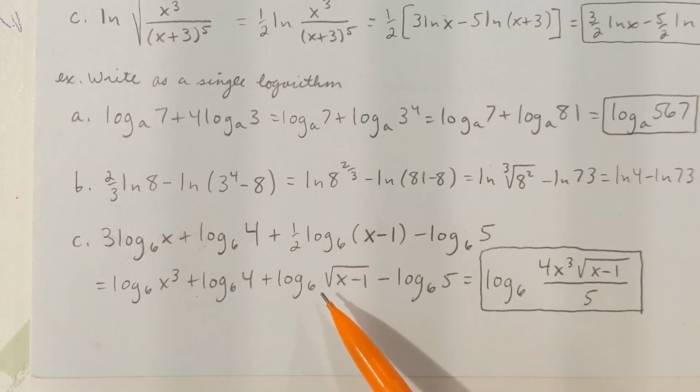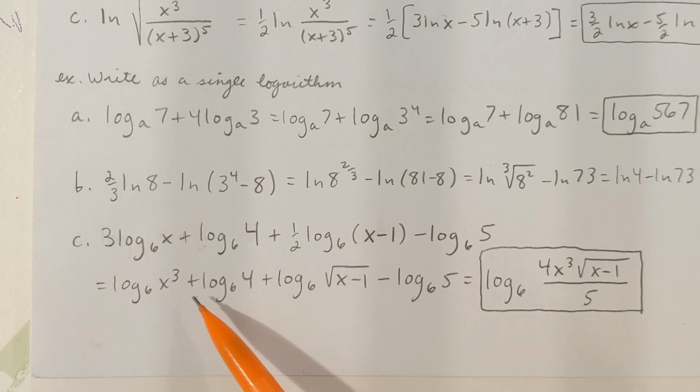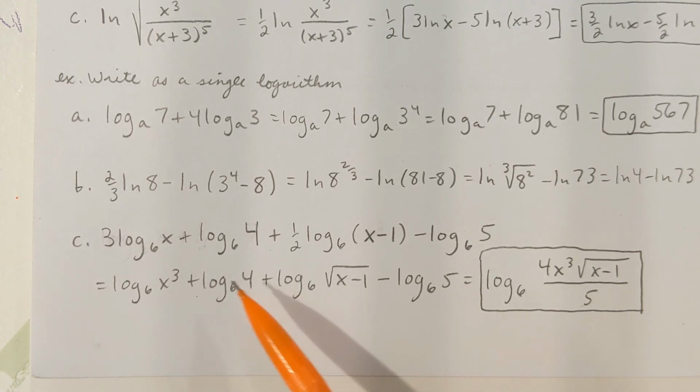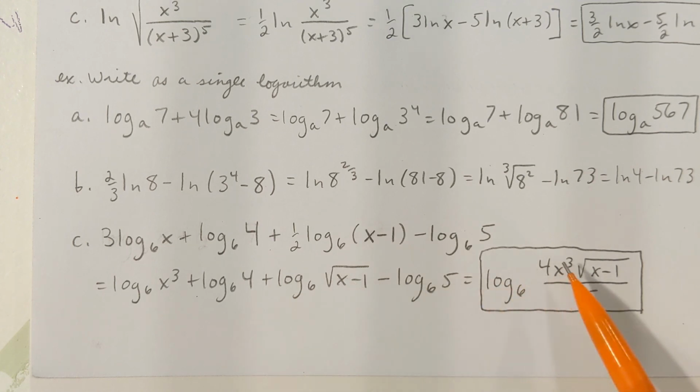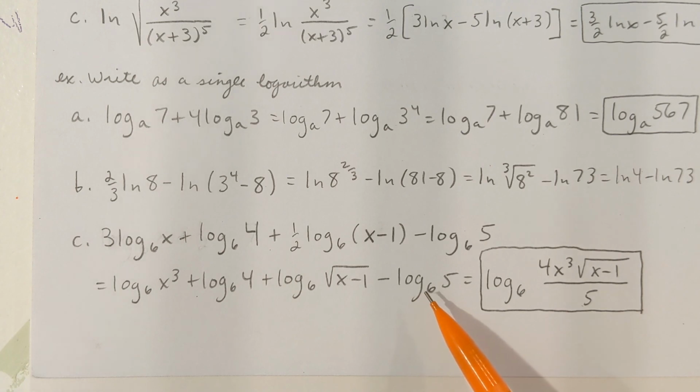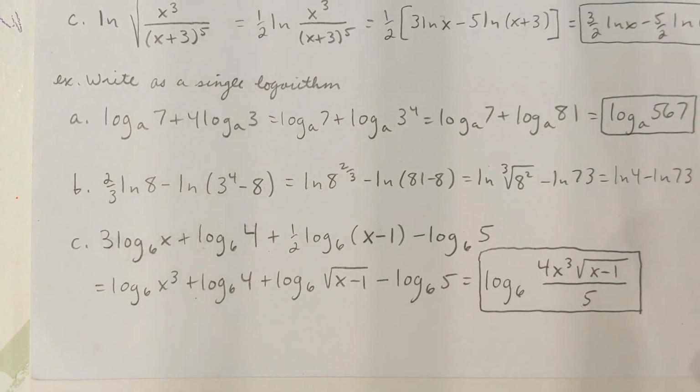The first 3 terms I'm adding, and so using law 1, I'm going to be multiplying the inner parts. I'm going to have x cubed times 4 times the square root of x minus 1. You see that up top here. Now I'm subtracting log base 6 of 5. Since I'm subtracting, I can use law 2 where I divide these inner terms here. I'm going to be dividing by 5 to complete the problem. Okay, so there's my single logarithm. I can circle that, and that'd be my answer.